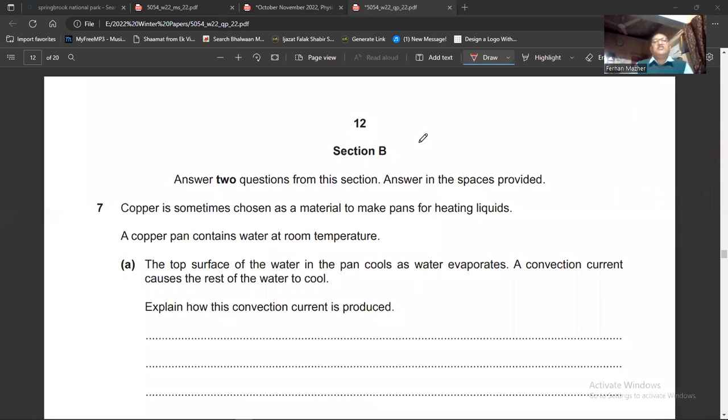So Section B starts from question number 7. It says copper is sometimes chosen as a material to make pans for heating liquids. A copper pan contains water at room temperature. The top surface of the water in the pan cools as water evaporates. A convection current causes the rest of the water to cool. Explain how this convection current is produced.